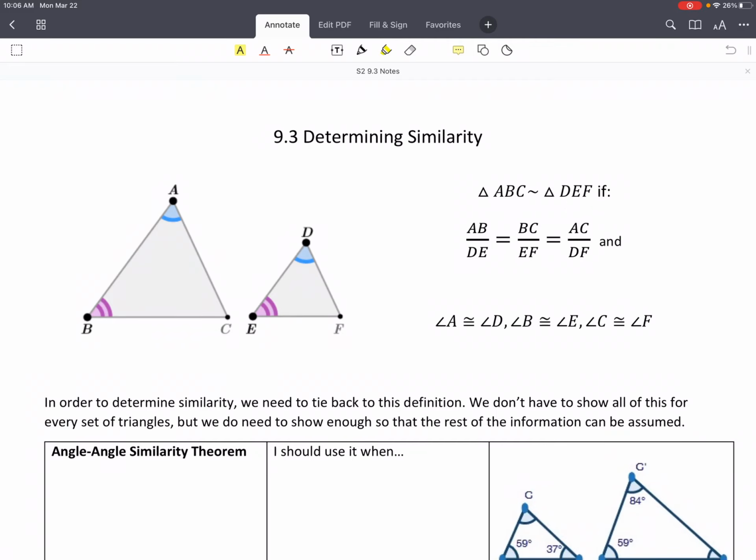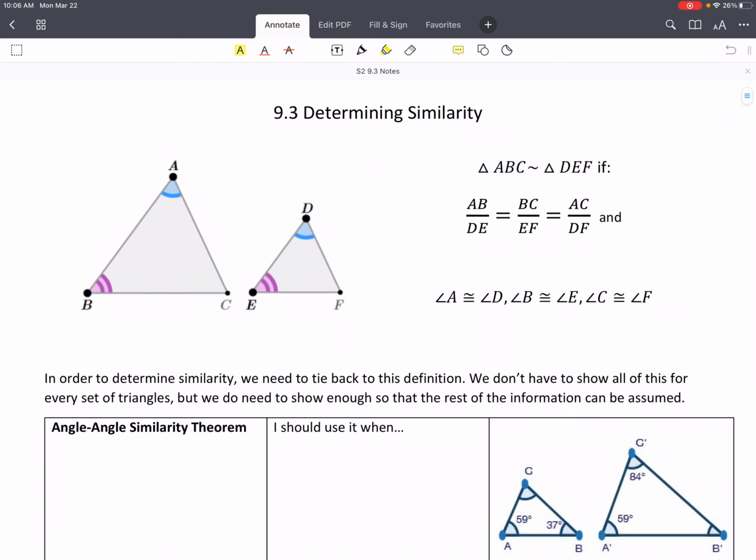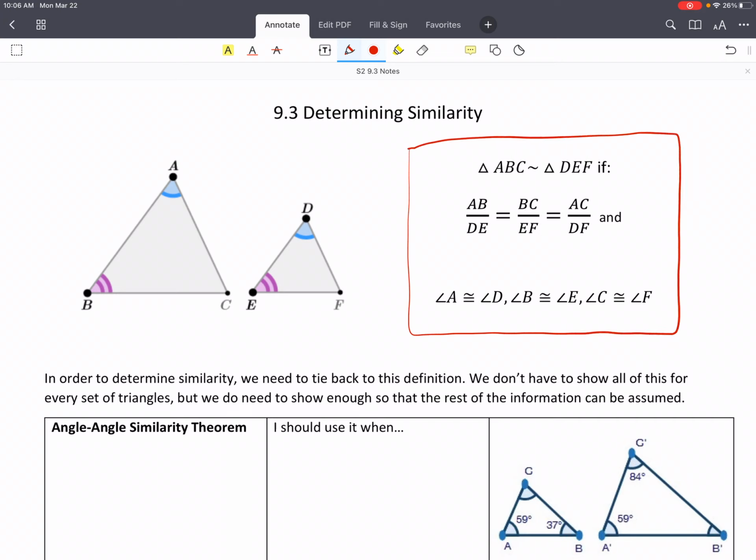We're going to be talking about how to identify if two triangles are similar, and we're going to go based off this definition of similarity over here on the right. Everything we do is going to tie back to this. So, triangle ABC is similar to, that's what that little tilde symbol means, triangle DEF if AB over DE equals BC over EF equals AC over DF.